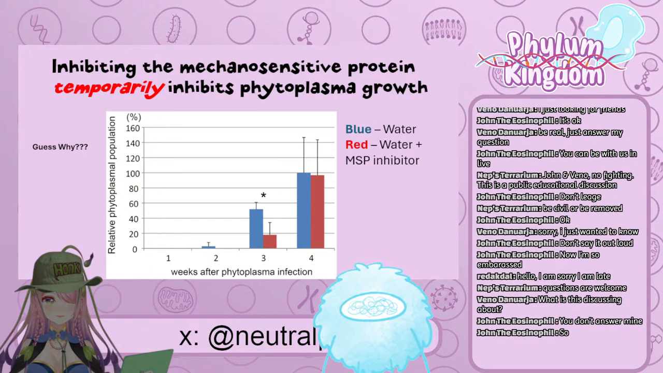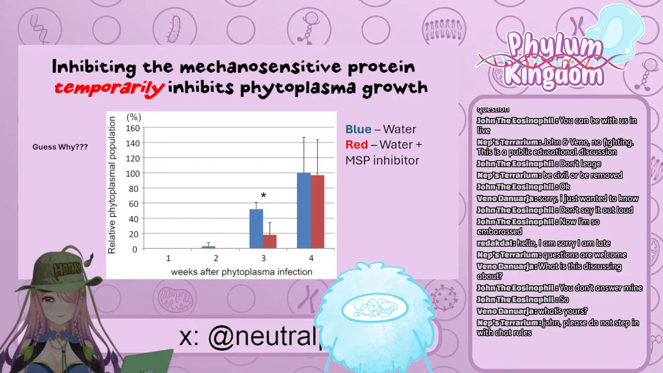Now, these plants are constantly getting this poison, by the way. So it's not like they were initially getting this treatment and then they stopped. They're constantly getting this inhibitor. So I'm going to go ahead and go back to reading chat.